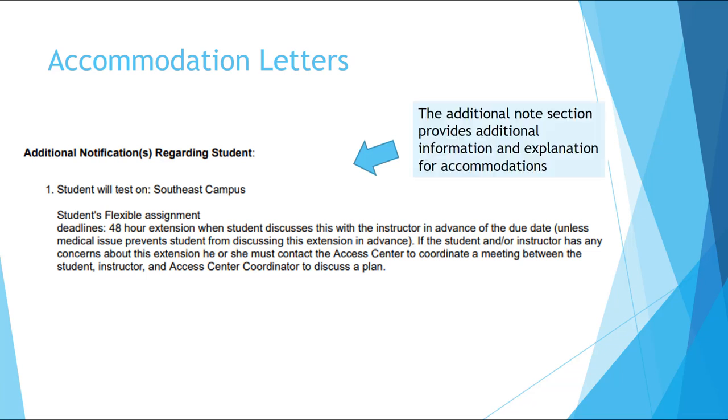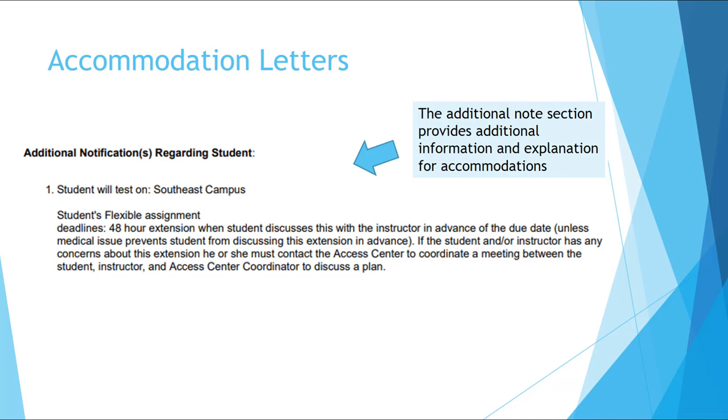Additional notifications. For the student that qualified for flexible assignment deadlines, this meant a 48-hour extension when the student discusses this with the instructor in advance of the due date. Now, this is unless the medical issue prevents a student from discussing this extension in advance.